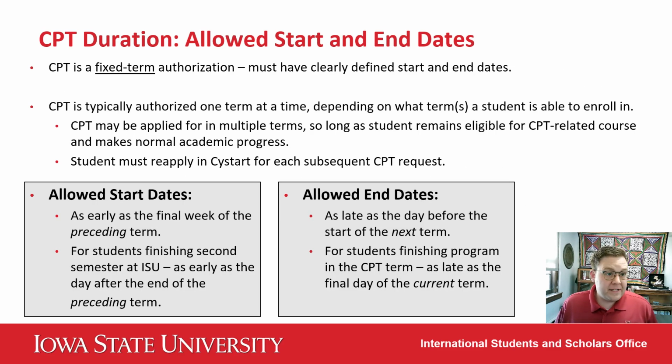It is important to note that CPT is a fixed term authorization, meaning that it must have a clearly defined start and end date. CPT is typically authorized on a term-by-term basis, but this really depends on what terms you are eligible to enroll in at the time you are submitting your request. You must be enrolled in the CPT-related course to be eligible for the authorization. So if you are requesting an authorization that covers multiple terms, you may need to submit only a request for the current term now, and then a request for an extension into the next term once you are able to enroll.